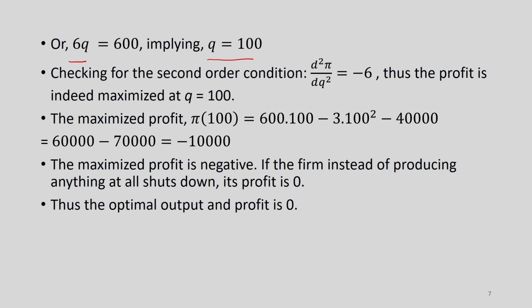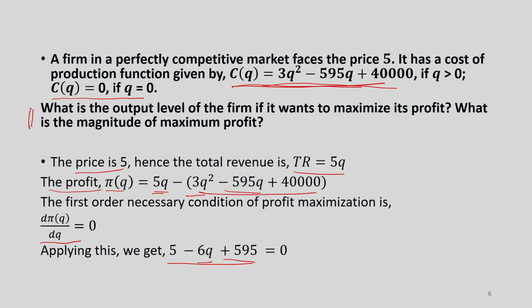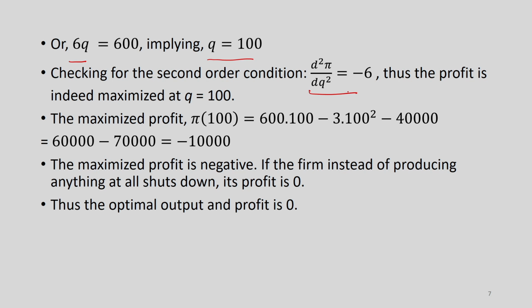We also need to check the second order condition. So, I have to differentiate this part once again with respect to q, and that will give me minus 6. So, the second derivative is minus 6. Thus, the profit is indeed maximized at q is equal to 100, because the profit function is concave. What about the maximized profit? That is an important question, and as we shall see, this is going to be a very critical question.